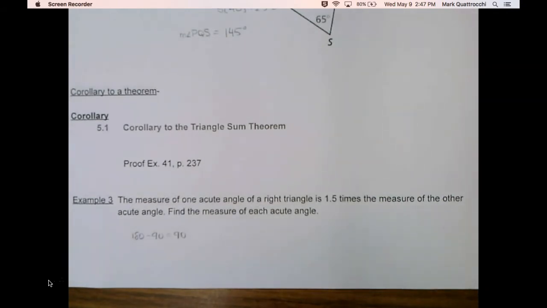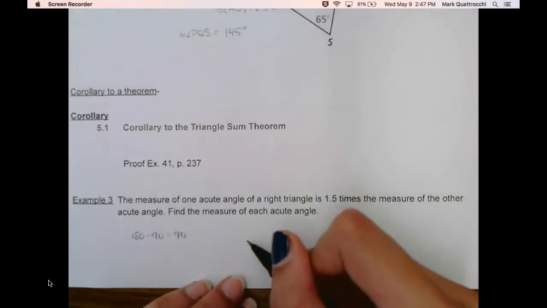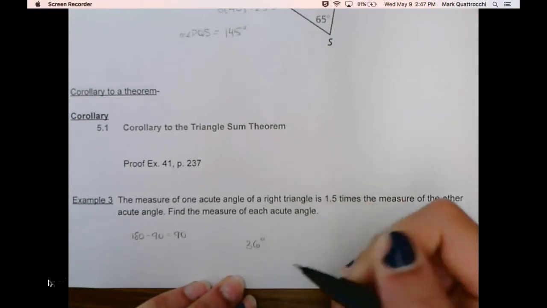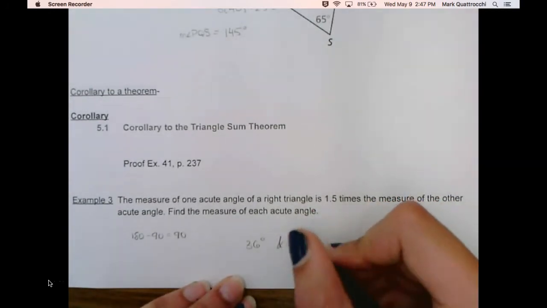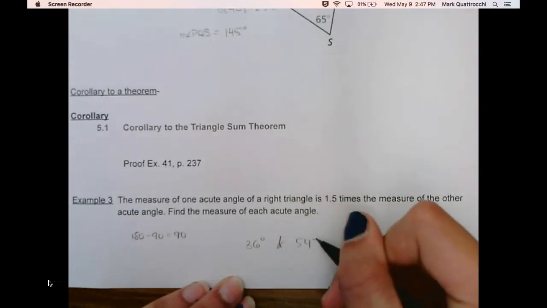So the two acute angles of this right triangle equal 90 degrees in total. And then using this information, we can find the measures of the two acute angles, which are 36 degrees and 54 degrees.